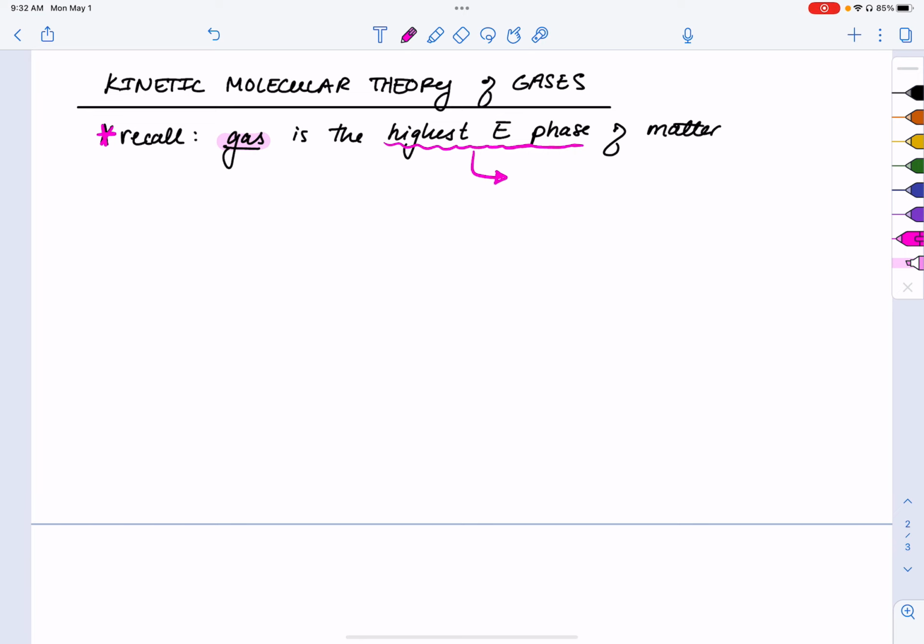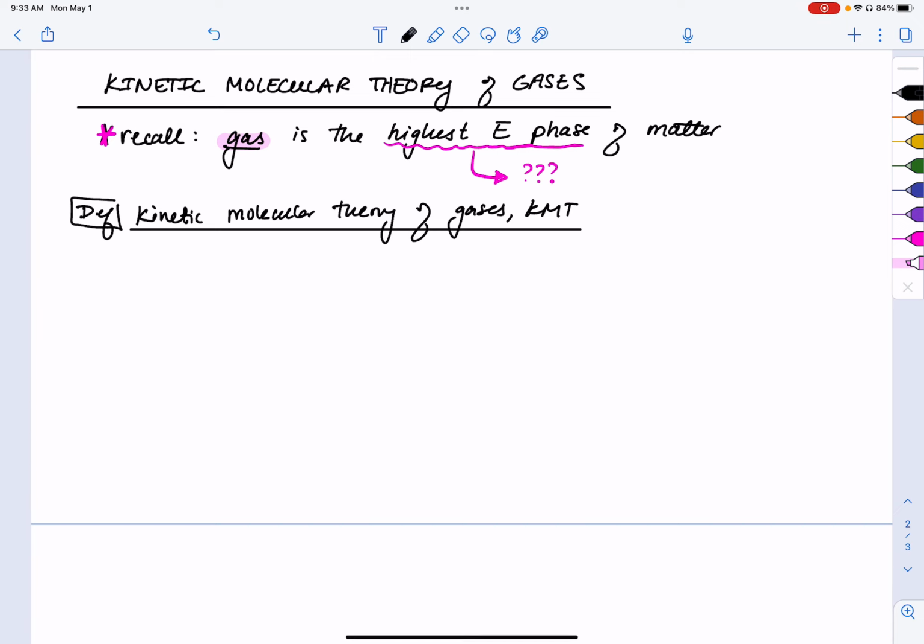Now we know a little bit more about what energy is, at least energy in terms of work or in terms of heat. So what on earth is this talking about when we say that a gas is the highest energy phase of matter? It's a little ambiguous. So let's begin by looking at the kinetic molecular theory of gases, or KMT.